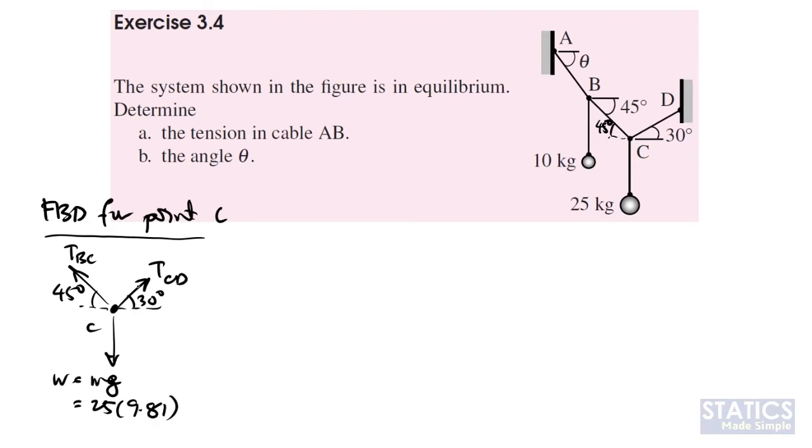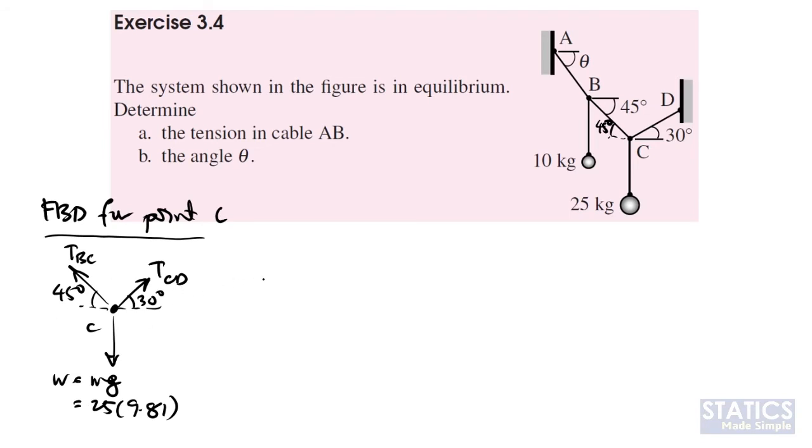CD will have a direction out from point C. Same goes for BC. The direction of BC will always be out from point C, because we know for a cable, the forces within the cable must be in tension, or basically out from a point, in this case out from point C. Once we have this free body diagram for point C, we can use it to solve for TCD and TBC. To solve it, we can use the rectangular component method or the trigonometry approach. In this case, I'm going to use the rectangular component method.